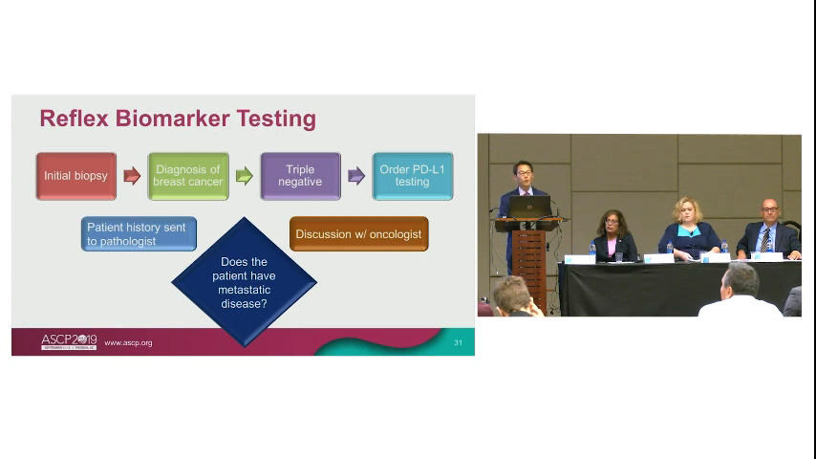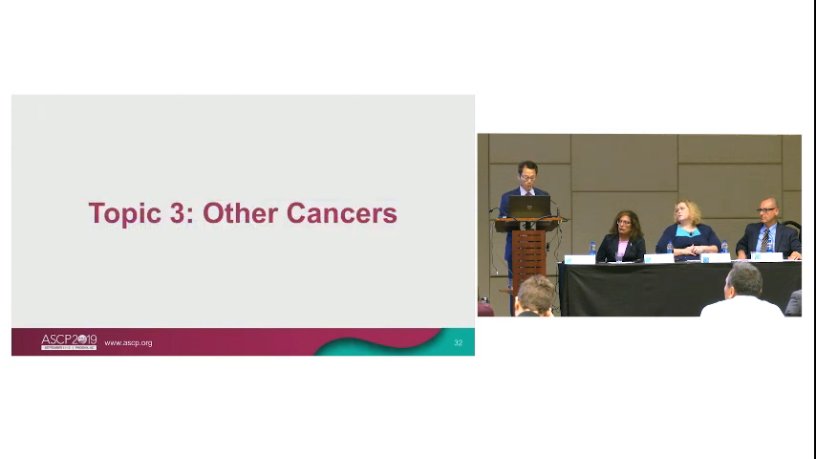And so when you've got those inefficiencies, sometimes the lab might run it, and then you have to repeat the test. Other times we've heard of instances where the lab says, did you mean SP142 and not the 22C3, and then they have to correct it. So we've heard of these things anecdotally, that there are not only breakdowns in communication, but if the wrong test is ordered, that can certainly lead to further delays in the patient getting the results. So with that in mind, let's move on to talk about a few other cancers, and then we're certainly going to revisit these topics.